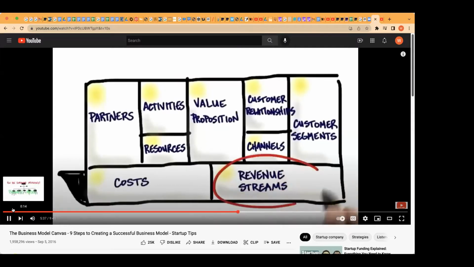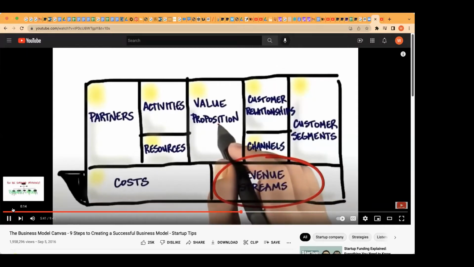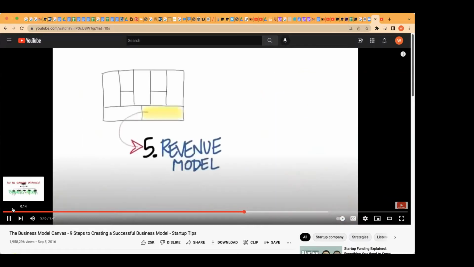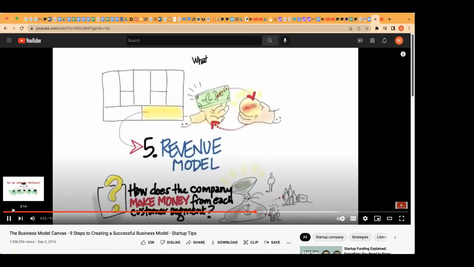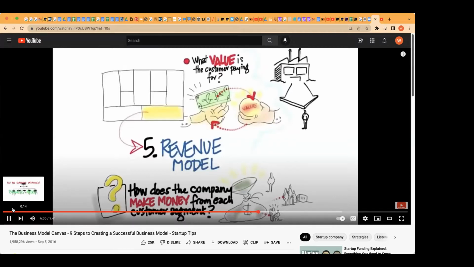The next thing is revenue streams. How do you actually make money from your product and service being sold to customer segments? Revenue streams basically ask the question, what value is the customer paying for? And it actually has you think about, what's the strategy of how I'm going to capture that value? Is it I'm going to just have a direct sale and it's a transaction based on price? Is it a freemium model where I'm going to give away the product for free and hope that some portion convert later? Is it a license or subscription model?